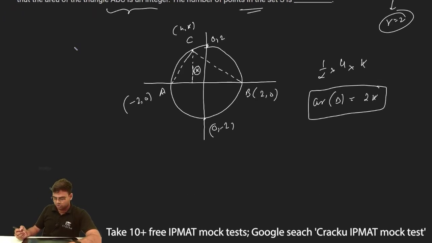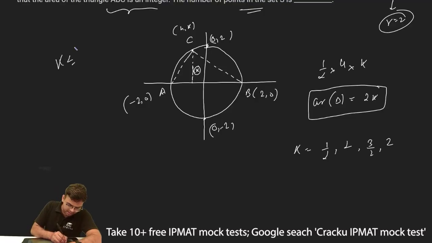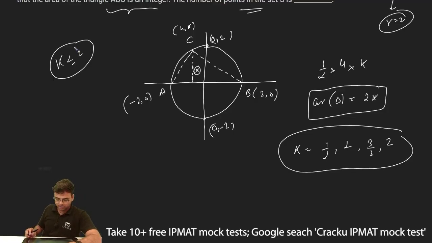So for area of triangle to be an integer value, the values k can take is k is equal to 1 by 2, k is equal to 1, or k is equal to 3 by 2, or k is equal to 2. And 2 is the maximum value because the point is 0 comma 2, so the maximum value of k can be 2. K can be less than or equal to 2. So 1 by 2, 1, 3 by 2 and 2. So how is k equal to 1 by 2 or 1, 3 by 2 or 2 possible?